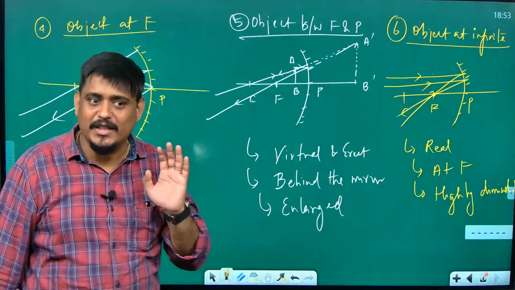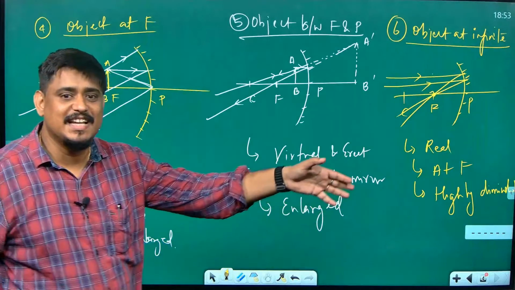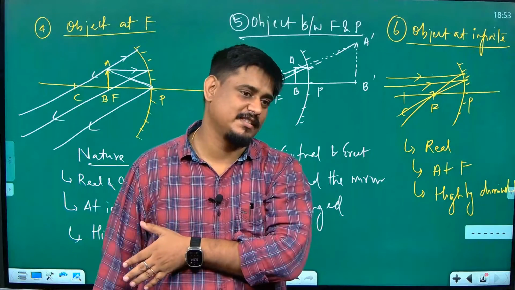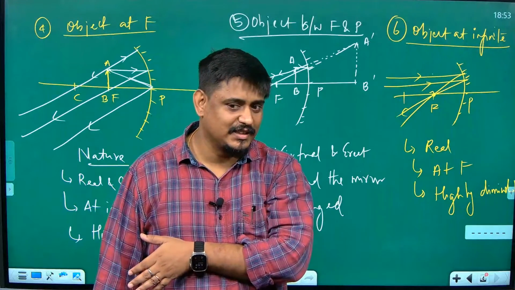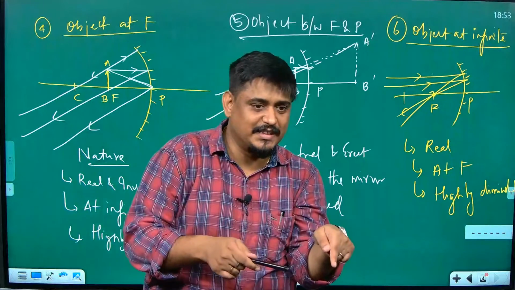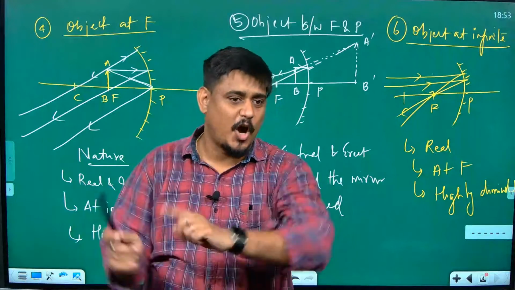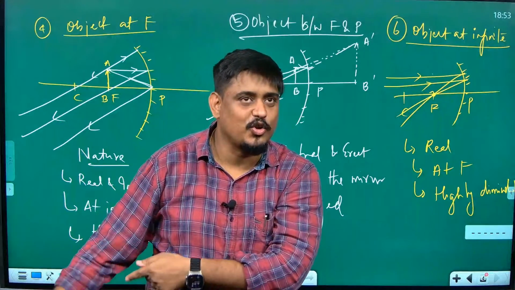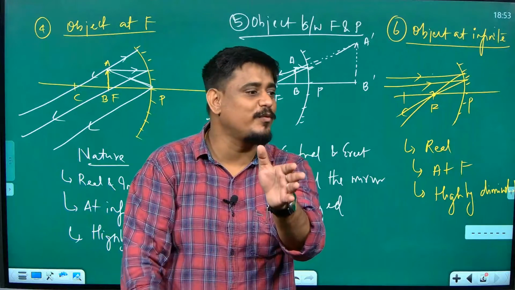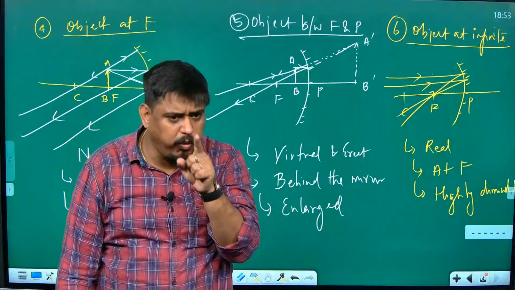Understanding? When the object moves from infinite to focus, image moves from focus to infinite. Feeling that? Object infinite, image focus. Object beyond C, image between C and F. Object at C, image at C. Object between C and F, image beyond C. Object at F, image infinite. So the object is moving from infinite to focus, and the image is moving from focus to infinite. Understanding this?